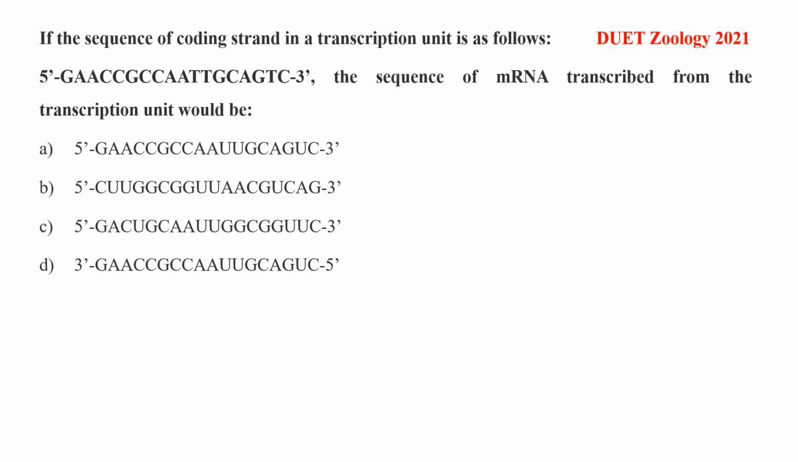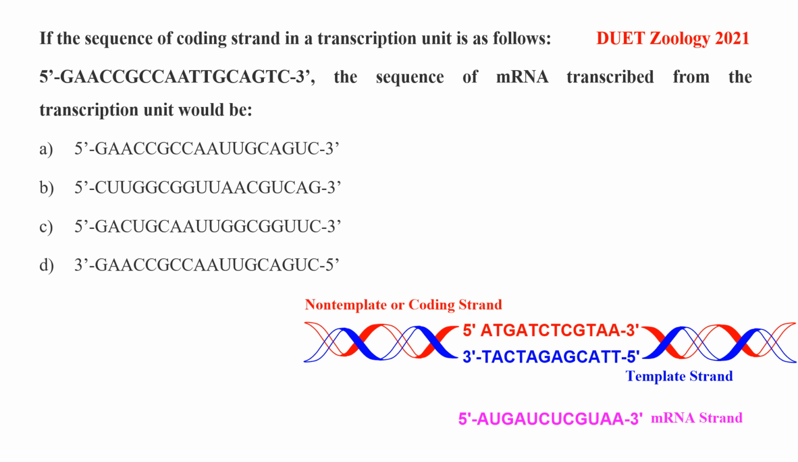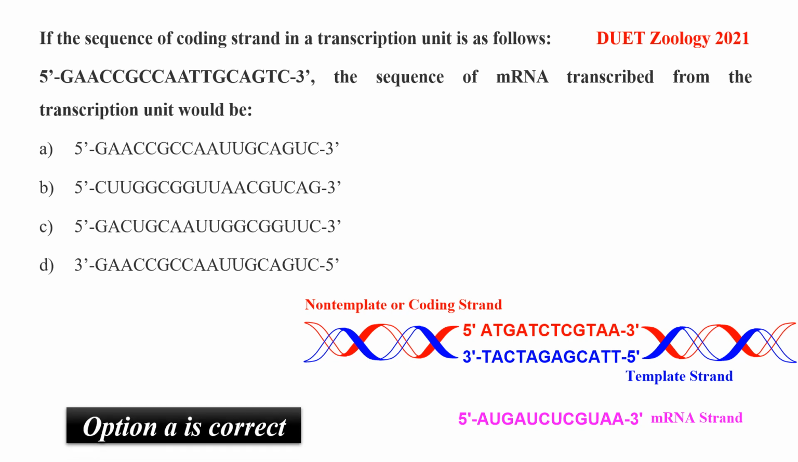See, always remember, as a general rule, whatever is the sequence of your coding strand, as a rule, that would be the sequence of your mRNA, except that thymine would be replaced by the uracil. So here the option A would be correct, that the coding strand sequence, if you can carefully see, that is the sequence which is present in option A, except thymine is replaced by the uracil. So option A would be the correct answer.